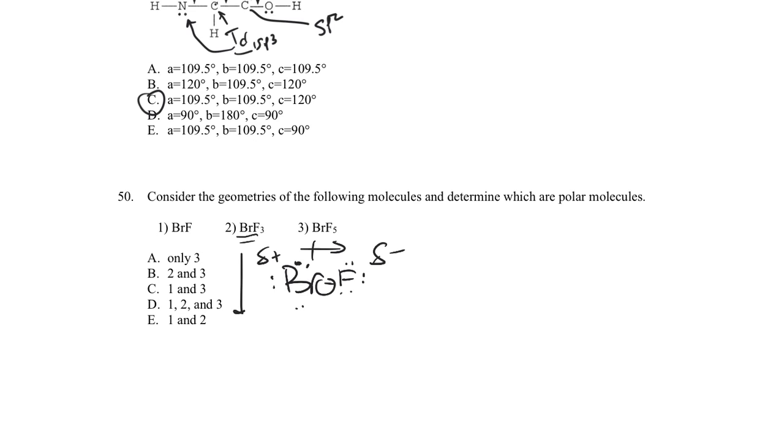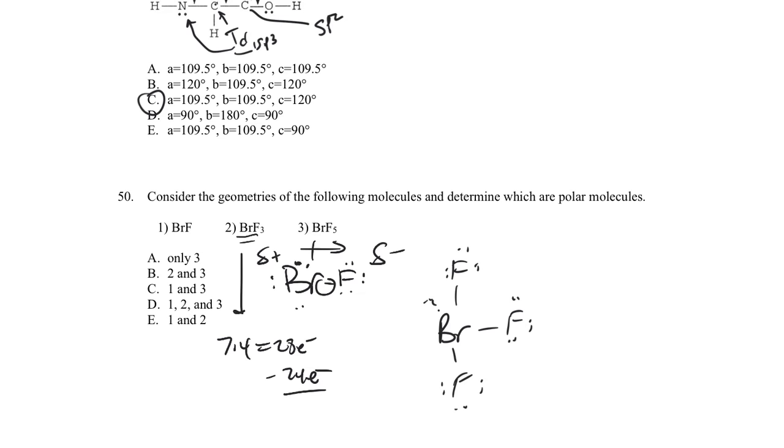For BrF3, this is 7 times 4 for 28 electrons. So this is a central bromine, 3 fluorines, lone pairs on the Fs. That's 24 electrons. The 2 electrons left over go onto bromine as lone pairs. And so this molecule is T-shaped. Is this molecule polar as a result of being T-shaped? The answer is yes. If it had been trigonal planar, it would have been nonpolar, like BF3. But it's not trigonal planar, it's T-shaped, so this molecule is polar.